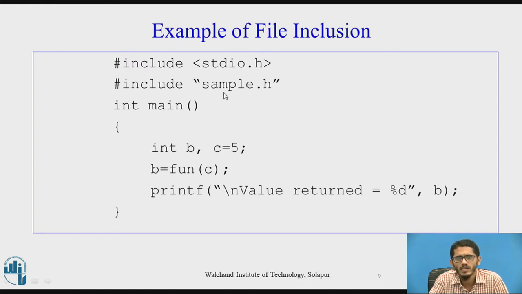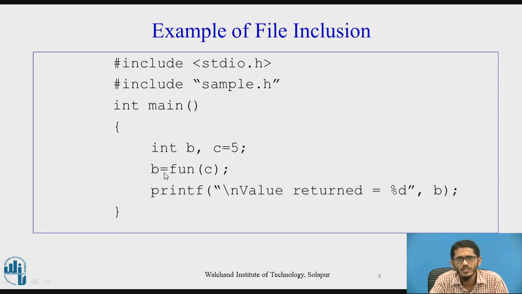So before using those, I can include that file, and then I can directly use that without writing code for that separately. Then in the main function, I declare two variables, b and c, with c initialized to 5, and then I'm calling a function fun(), where the parameter I have passed is c, and the value that this function returns, I'll be storing in b.